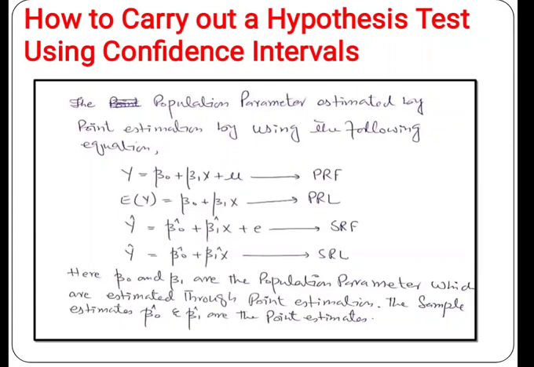Bismillahir rahmanir rahim. The topic for our discussion today is how to carry out hypothesis testing using confidence interval estimates. Dear students, in the previous lecture on the confidence interval estimate, we stated that we construct the confidence interval along with the point estimates to decrease the uncertainty and to make the point estimator a reliable and appropriate representative of the population parameter.